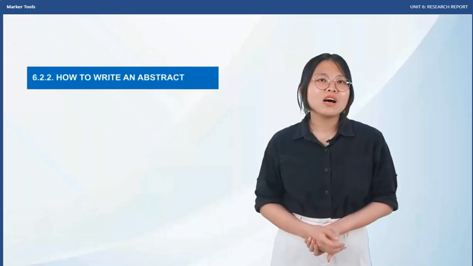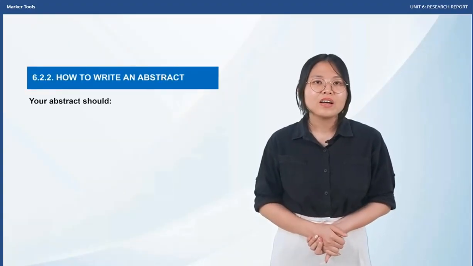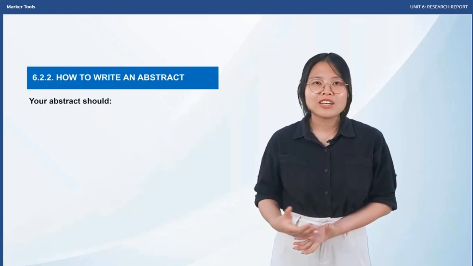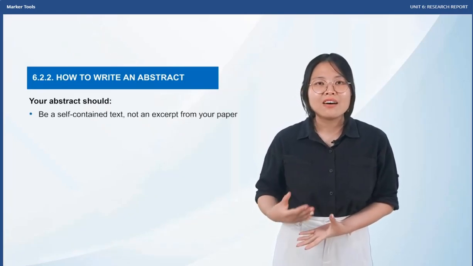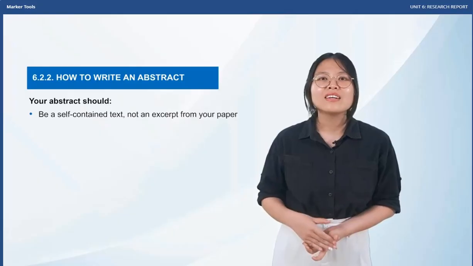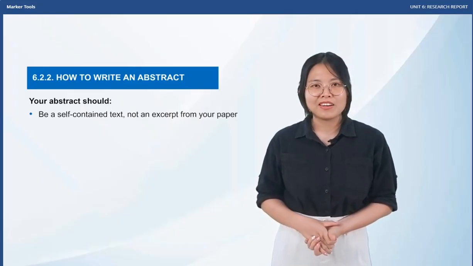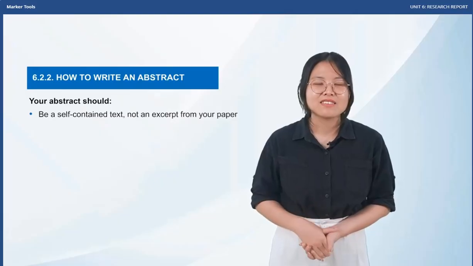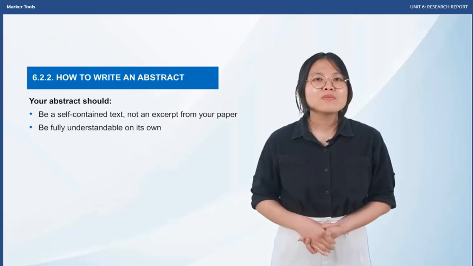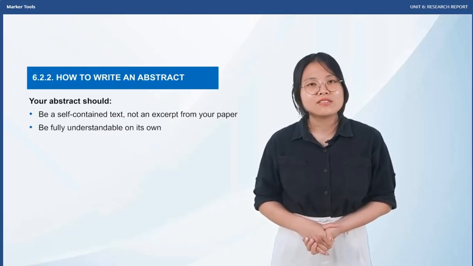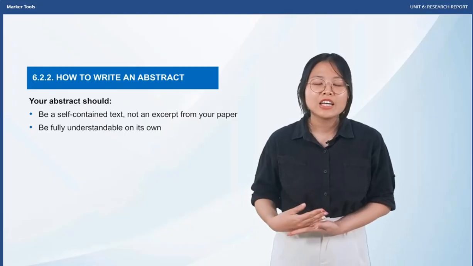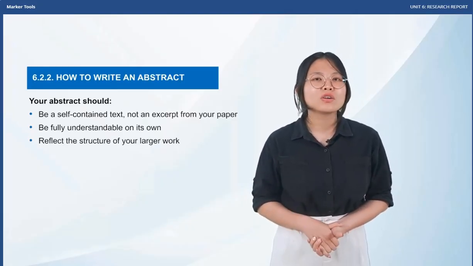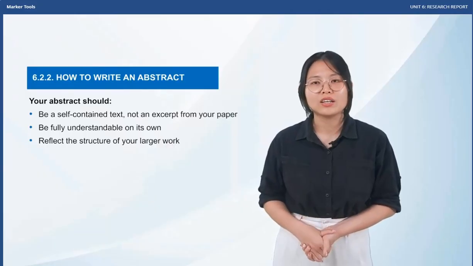Now let's move on to how to write an abstract. First, you need to remember some points. The abstract needs to be a self-contained text, not an excerpt from your paper, which means you cannot copy the sentences and paste. Next, it needs to be fully understandable on its own. It means that it needs to be clear and concise. Last one, it reflects the whole structure of your written work.